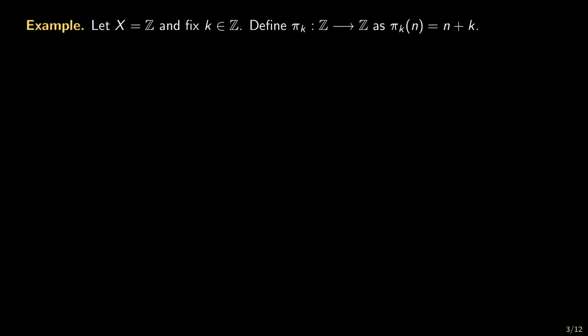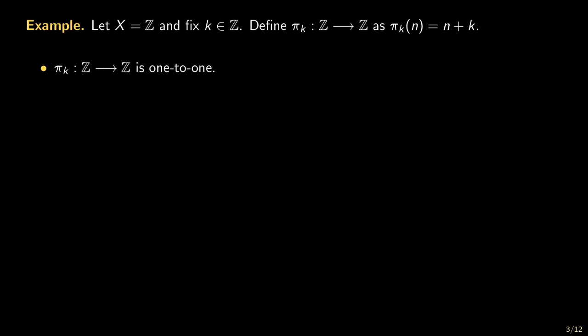As an example, let's take X to be the set Z of integers. Now, I want you to fix any integer k, and for this value of k, define the function pi sub k from Z to Z, so that it assigns every integer n to n plus k. So we are adding k to every integer. You can imagine that in the real number line, every integer moves k units to the right if k is positive, or the absolute value of k units to the left if k is negative.